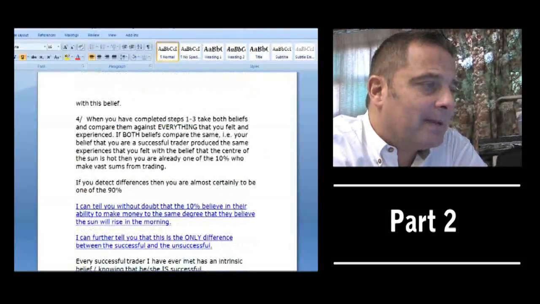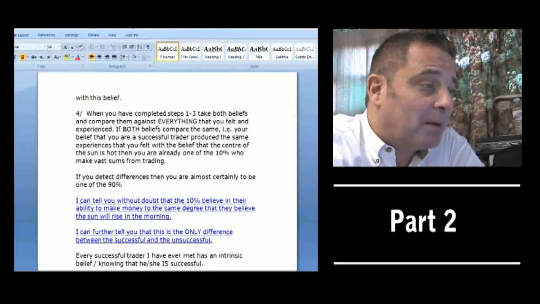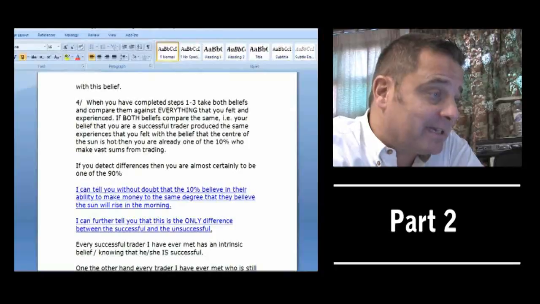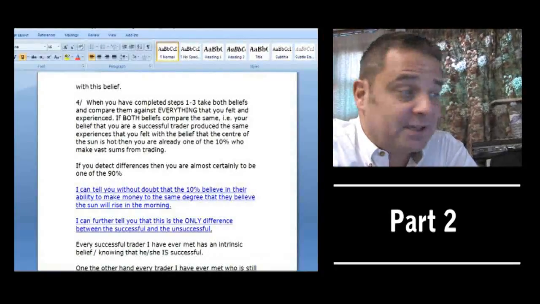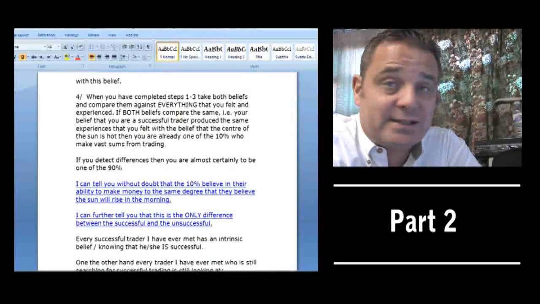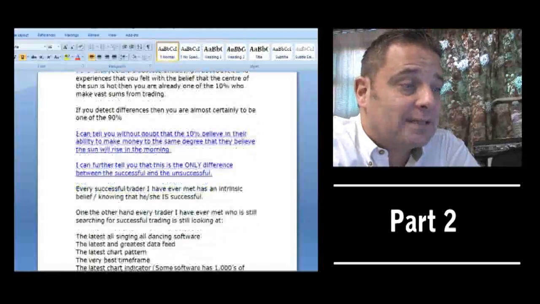both your beliefs and compare them against everything that you felt and experienced. If both beliefs compare the same, your belief that you're a successful trader produced the same experience that you felt with the belief that the centre of the sun is hot, then you probably are already one of the 10% who's making vast sums from trading. If you detect differences, you're almost certainly one of the 90%.